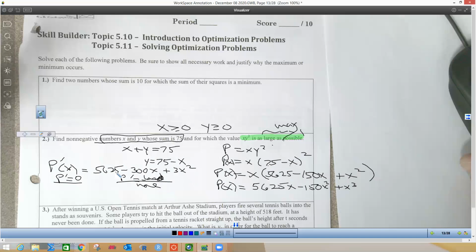Now, if I look over here, all these numbers are divisible by 3. So to make my factoring a little easier, I'm going to divide everything by 3 here. So let's see, we're going to have 1875 minus 100x plus x squared equals 0. I'm going to cheat and use my calculator to save some time. Let's see, 5625 divided by, oops. Oh, I put the wrong number in. That's 25, not 75. 1875.